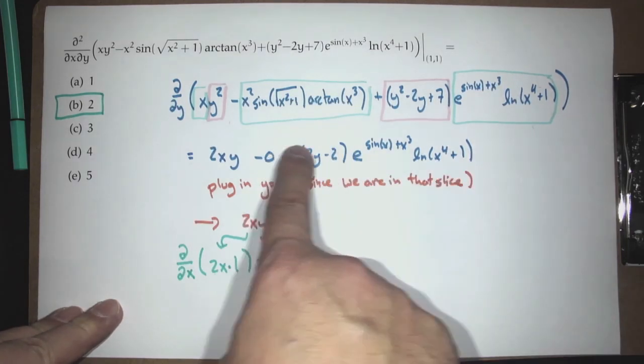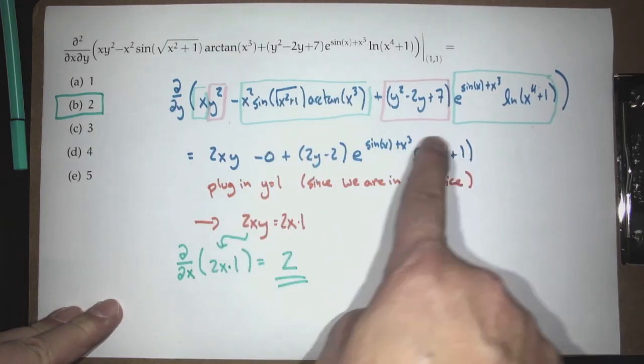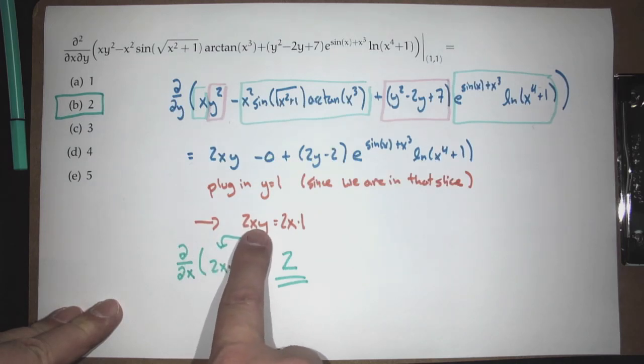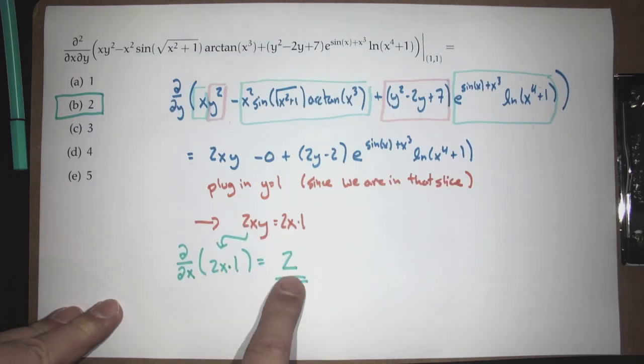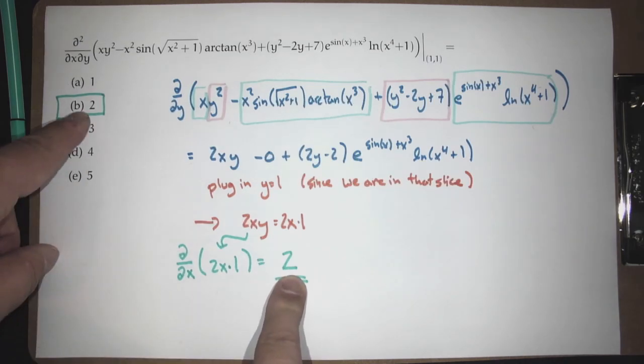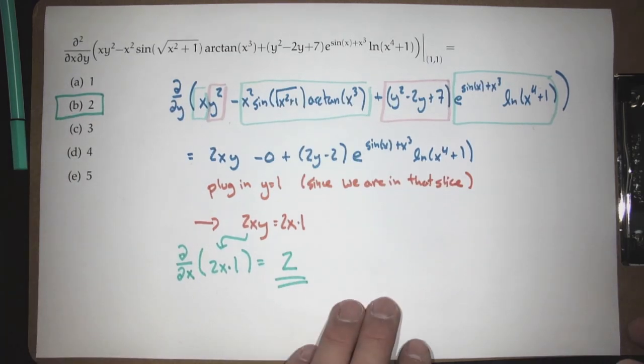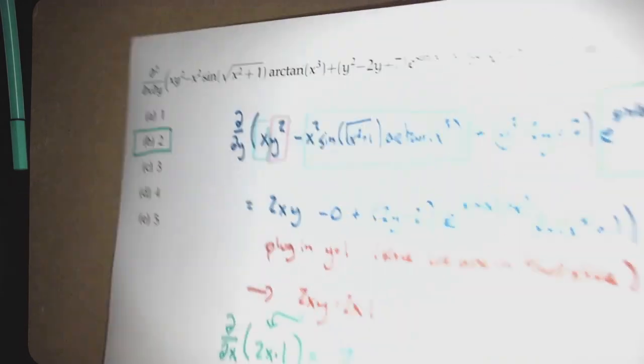You get 0. There. So your function in that slice looks like 2xy, or really 2x times 1, which is 2x. So the partial derivative of that is 2. And you plug in 1, you get 2. All right. So there we go.